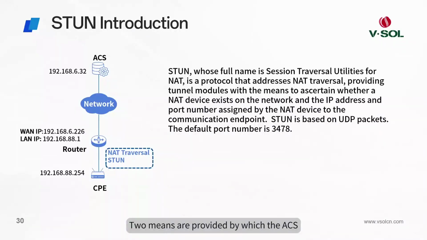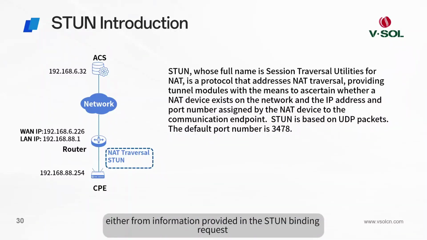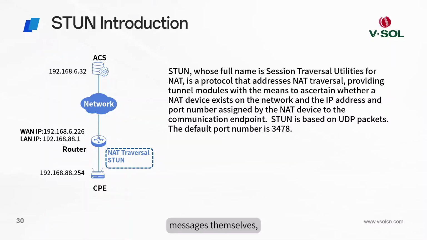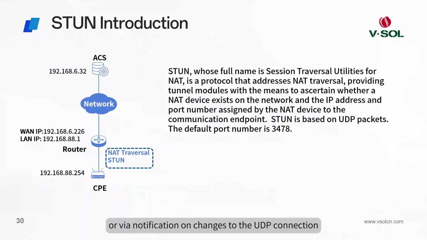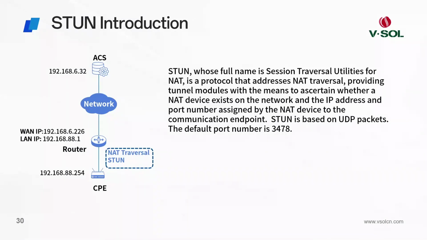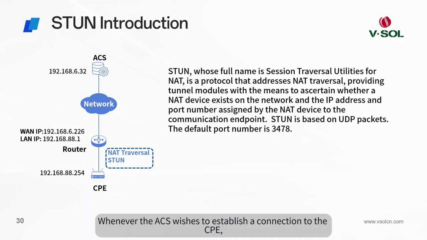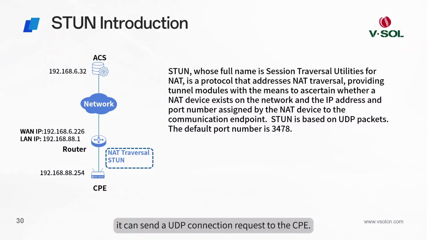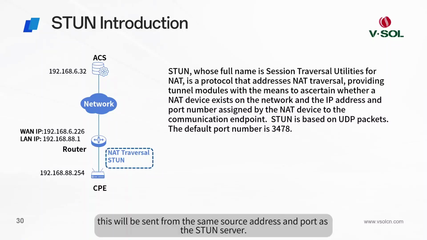Two means are provided by which the ACS, at its discretion, can obtain this information: either from information provided in the STUN binding request messages themselves, or via notification on changes to the UDP connection request address parameter, which the CPE will update to include the public connection request address and port. Whenever the ACS wishes to establish a connection to the CPE, it can send a UDP connection request to the CPE to accommodate the broadest class of NAT gateways. This will be sent from the same source address and port as the STUN server.